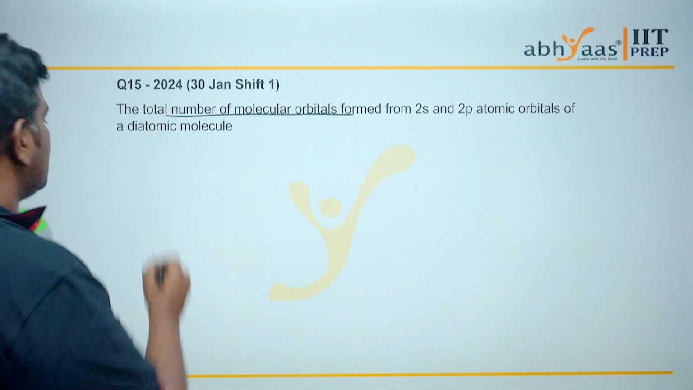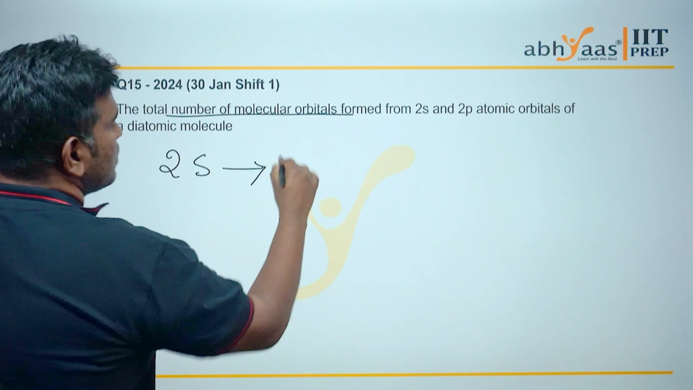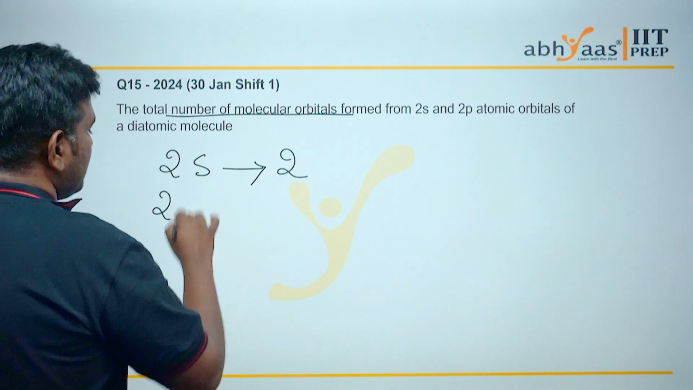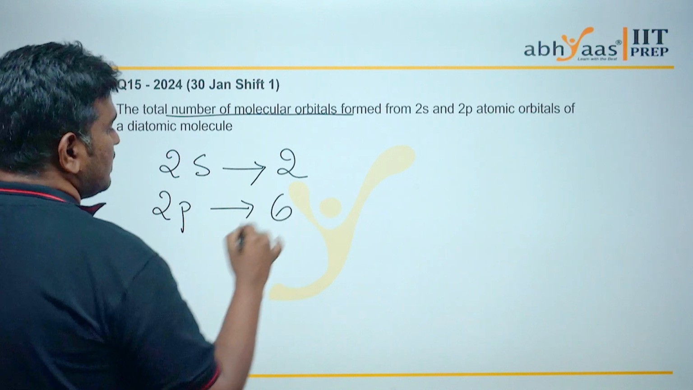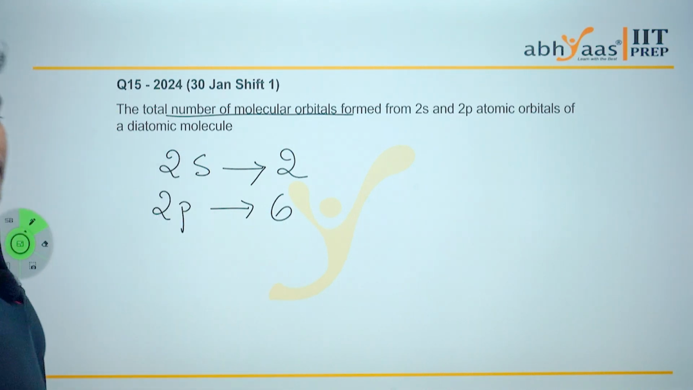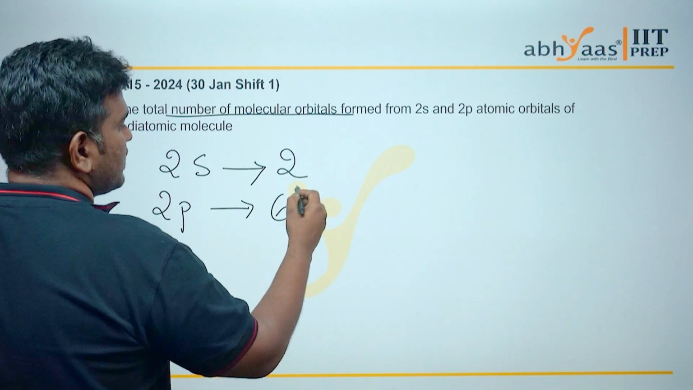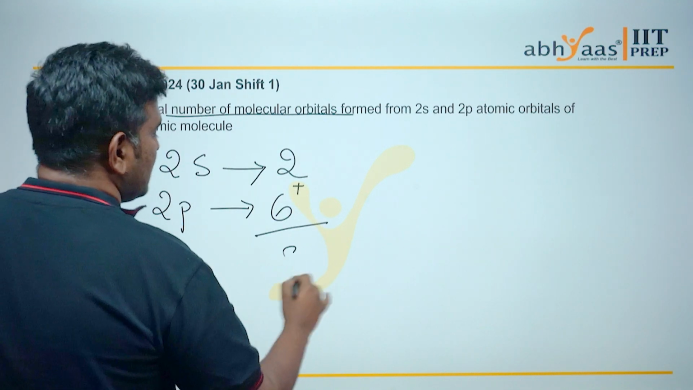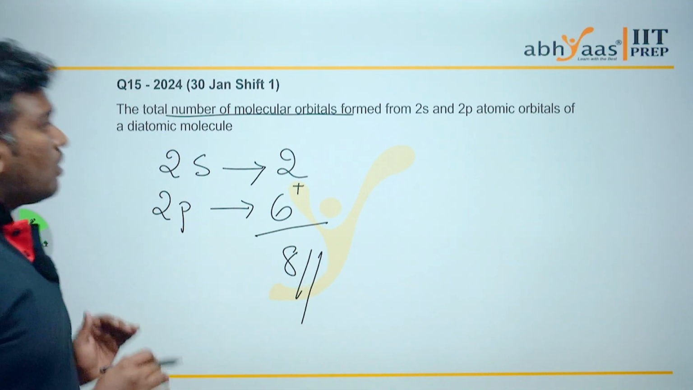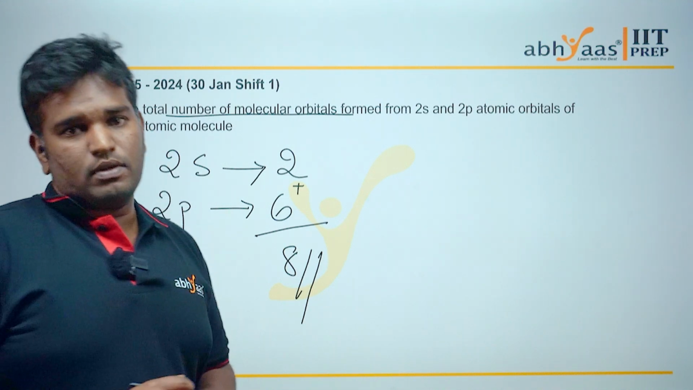So in the same logic, we can say that 2s will be having 2, right, bonding and anti-bonding orbitals. 2p will be having totally 6, right. In that, we will be having what? 3 bonding and 3 anti-bonding orbitals. So they have asked the total number of molecular orbitals. So we can say that 2 plus 6, it will be 8. There will be 8 molecular orbitals formed by a diatomic molecule, right.